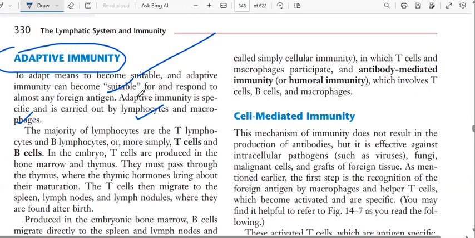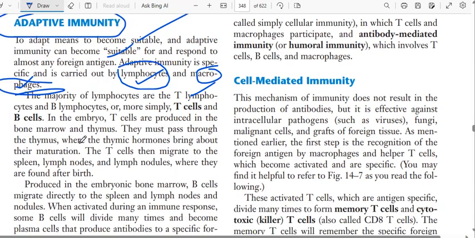So in adaptive immunity, two things are very important. One is lymphocytes, and second is macrophages. Because with their mechanism only, this adaptive immunity activates. The majority of lymphocytes are T lymphocytes and B lymphocytes. So basically, we have two types of lymphocytes, T lymphocytes and B lymphocytes, or more simply, T cells and B cells. In the embryo, T cells are produced in the bone marrow and thymus. They must pass through the thymus, where the thymic hormone brings about their maturation. The T cells then migrate to the spleen, lymph nodes and lymph nodules, where they are formed after birth.